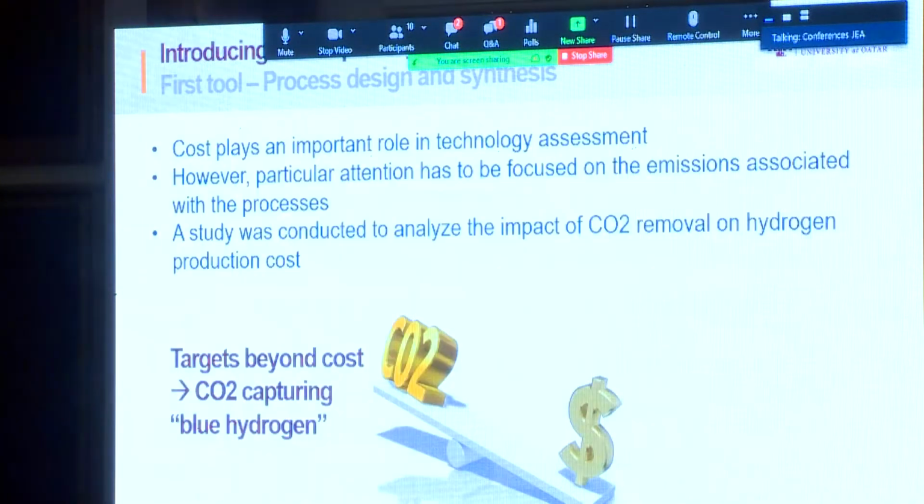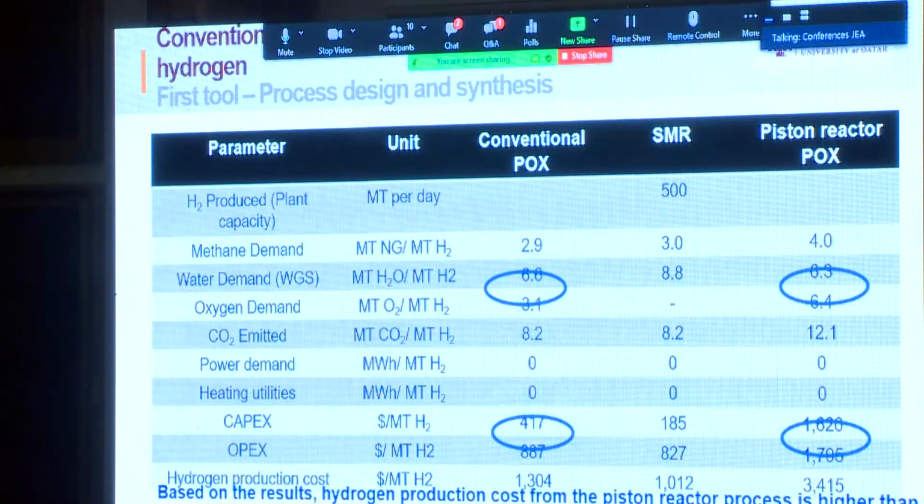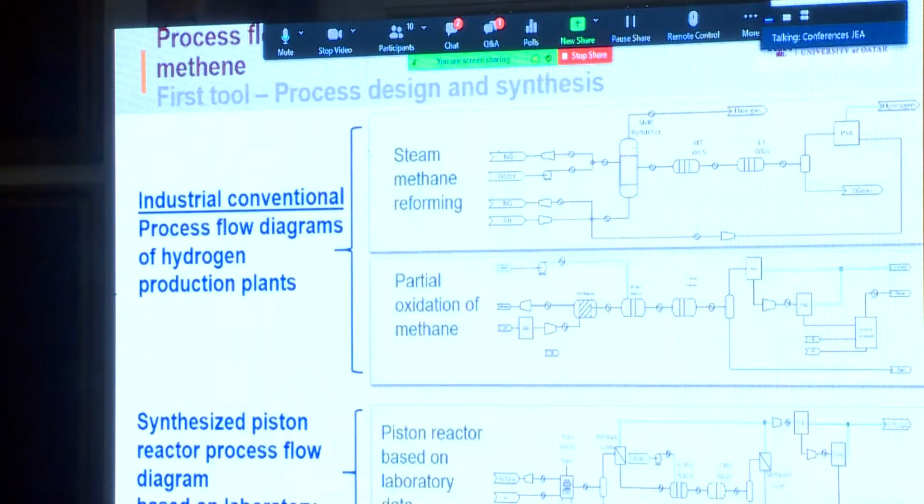However, we know that the process is different. Actually, if you look here at both processes, the partial oxidation of methane uses oxygen, while the piston reactor uses air. So the introduction of nitrogen increases the entire capacity of the plant, and basically the separation technology completely changes. So the entire cost of the production changes.